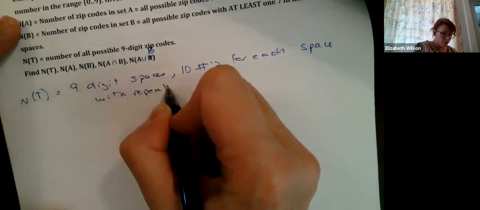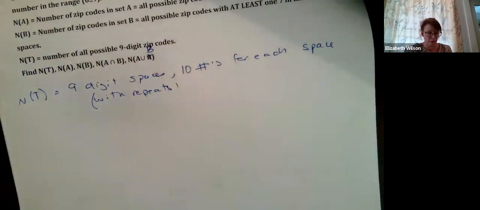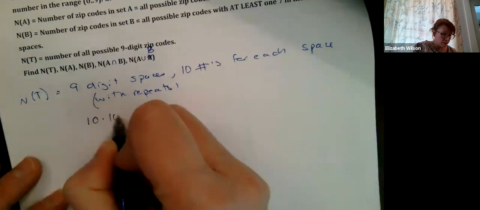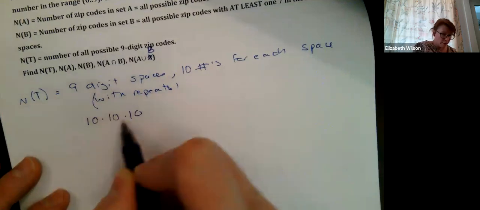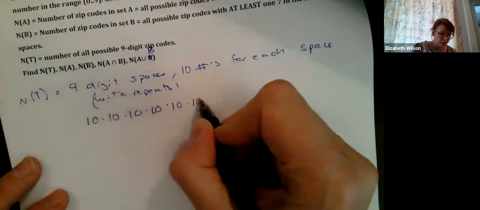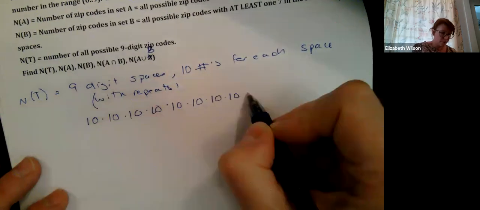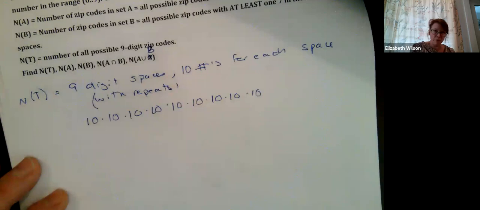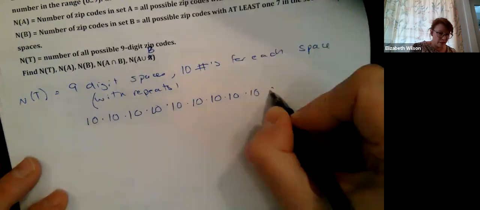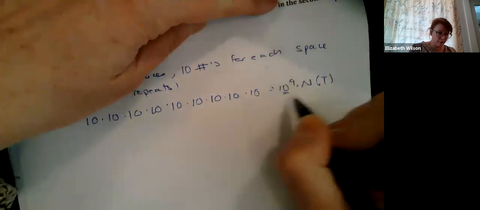There's no restriction on that, right? You want to be able to have 0, 0, 0, 0. Doesn't make much sense, but you can. So I can do it with repeats, which means I'm going to go 10 times 10 times 10, because one for each space. 1, 2, 3, 4, 5. This is for my first 5. And then my second 4: 1, 2, 3, 4. So I can have 10 possibilities in the first space, 10 in the second space, and so forth for the 9. So this is 10 to the 9th as my n of t.